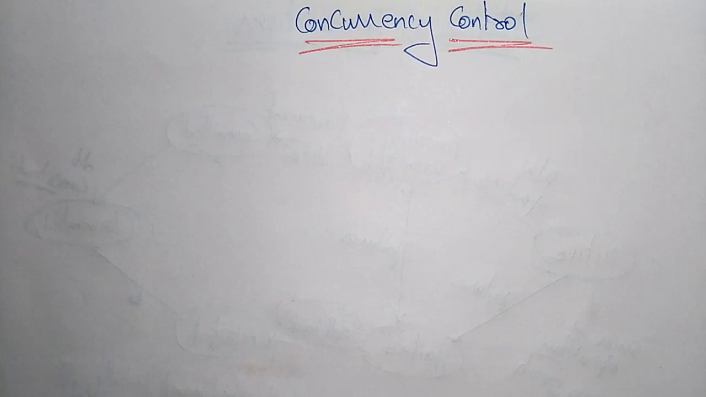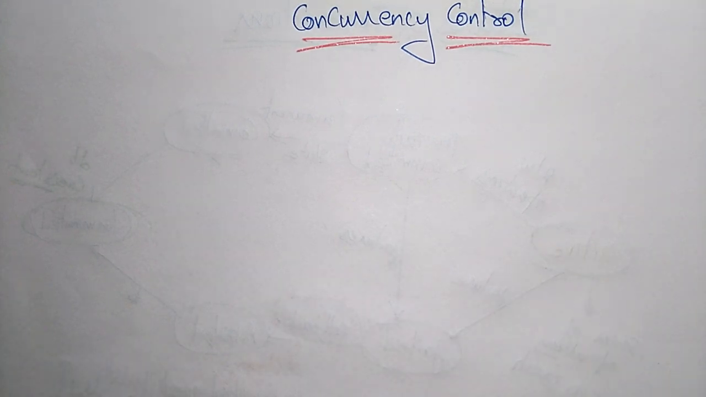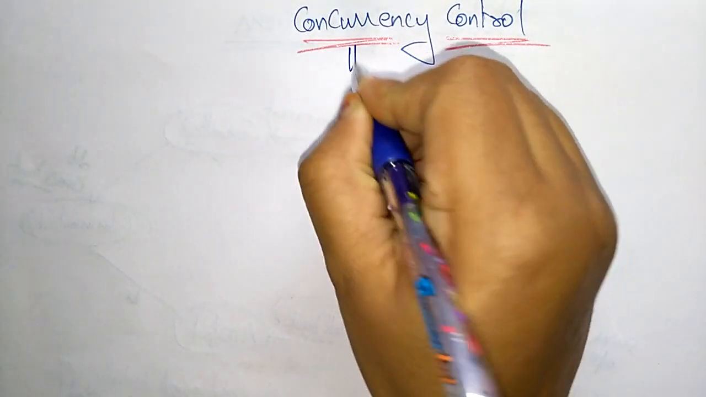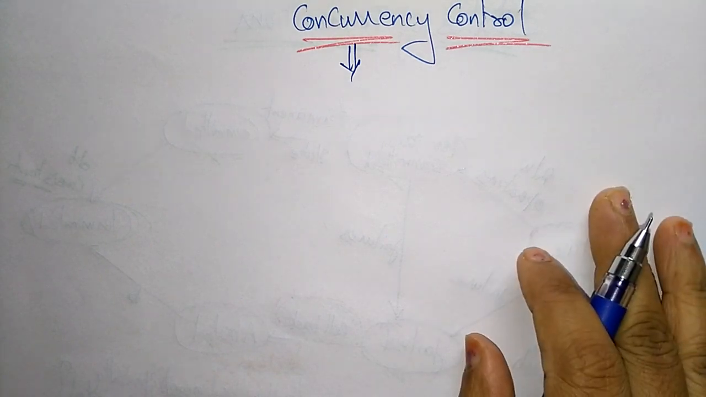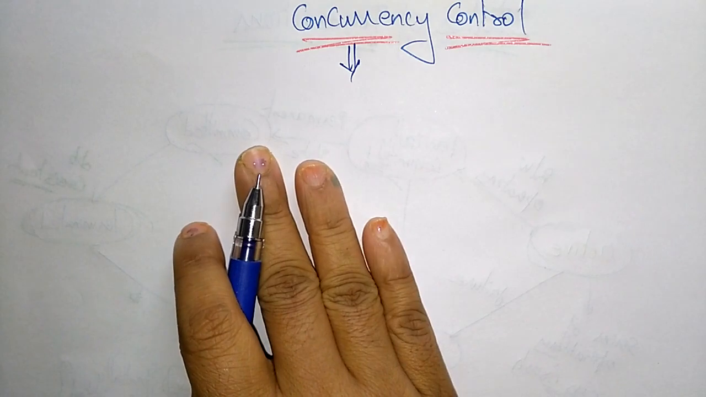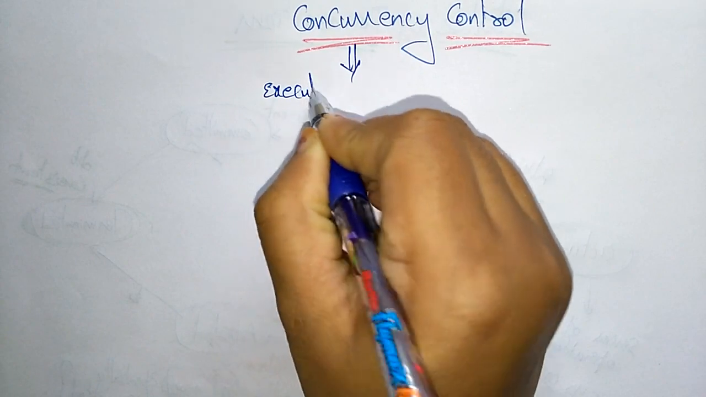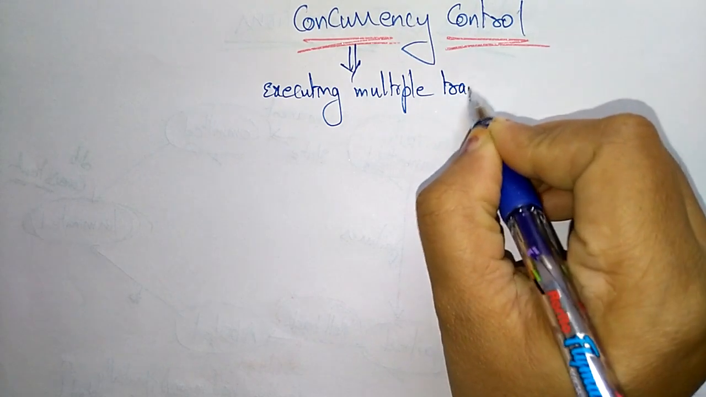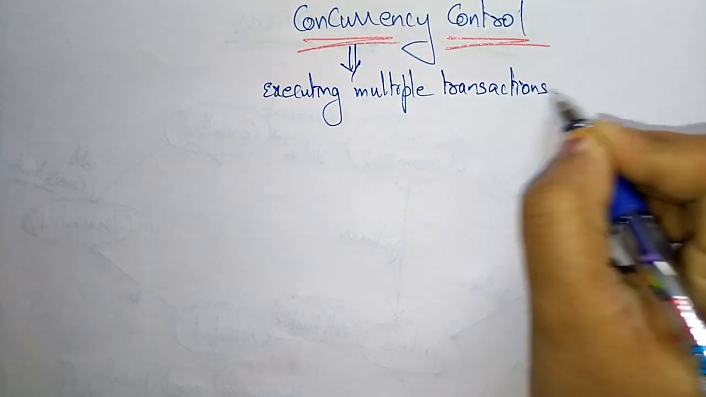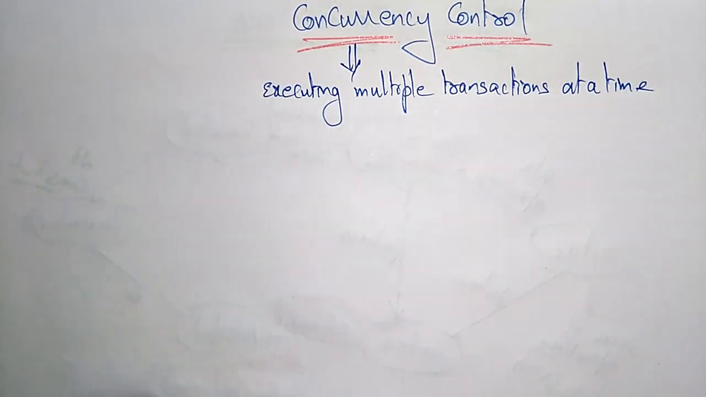Hi students, coming to our next topic, that is concurrency control. Before going to know about concurrency control, let us see what is a concurrency. Let us see what are the advantages of concurrency, then we will go for concurrency control. Actually, concurrency is nothing but executing multiple transactions at a time. Executing multiple transactions at a time, you call it a concurrency.